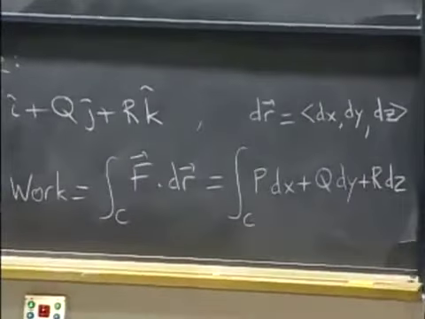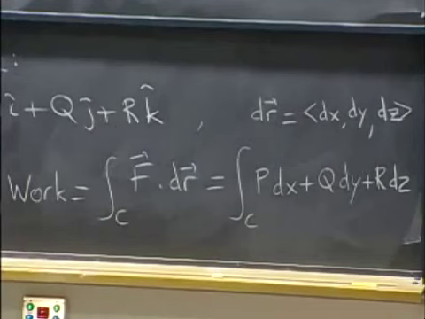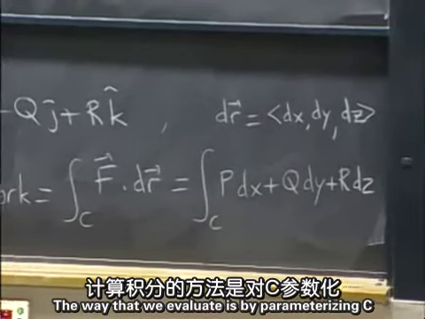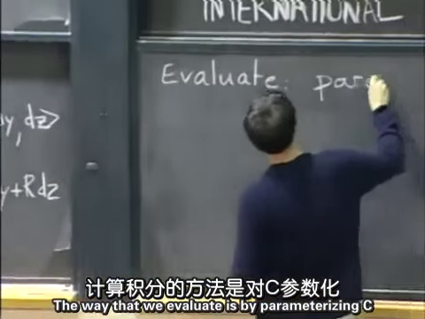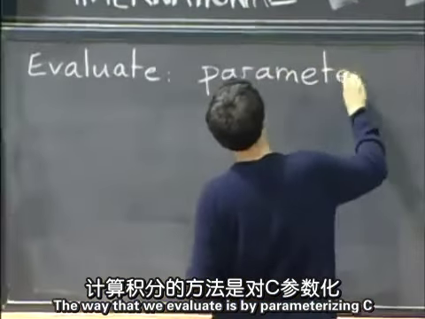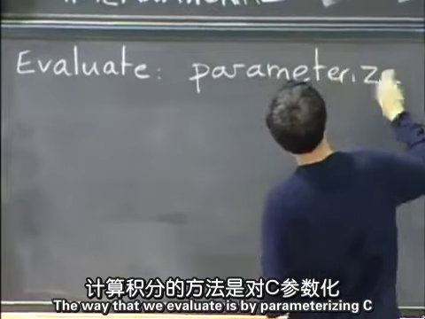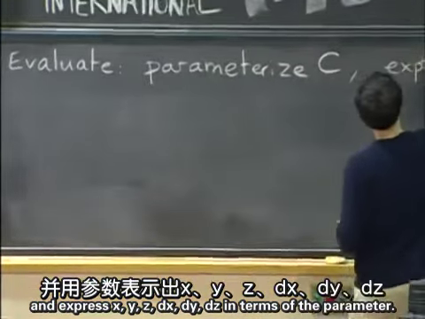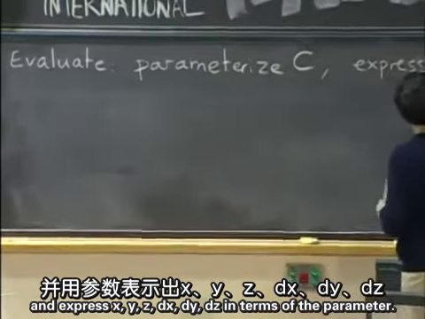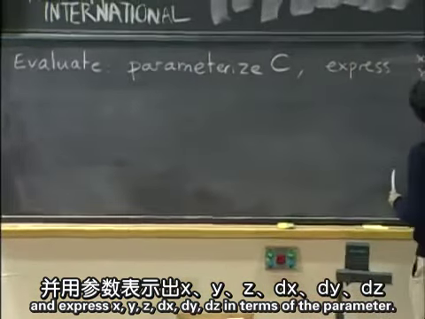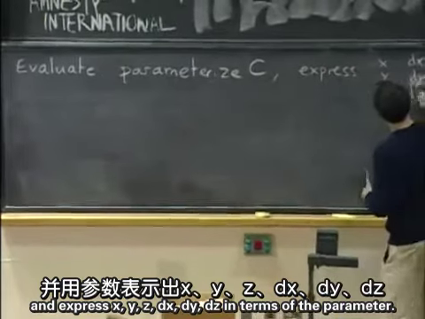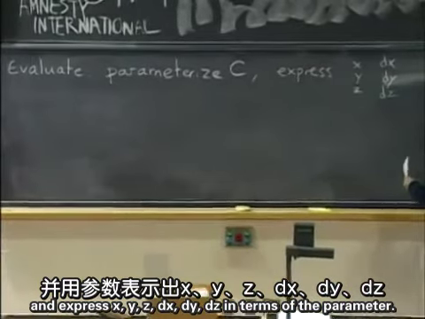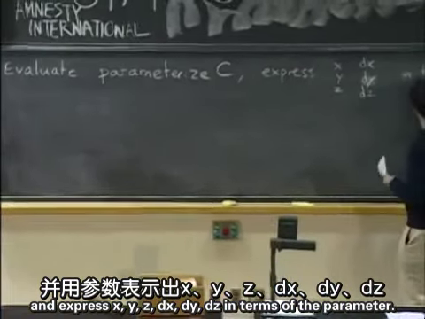Okay, so the way that we evaluate is by parameterizing C and expressing x, y, z, dx, dy, dz in terms of the parameter.